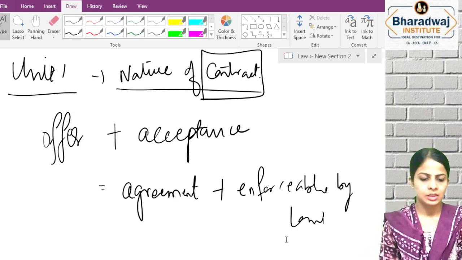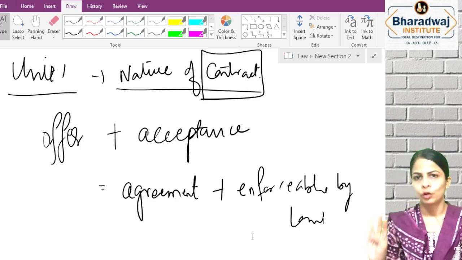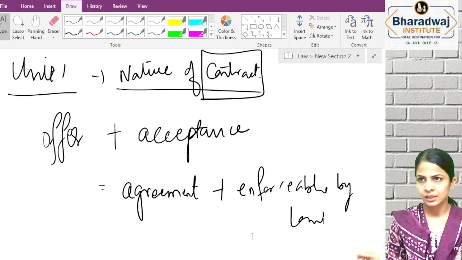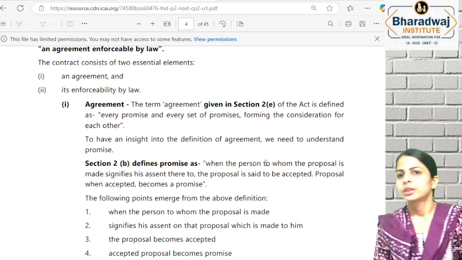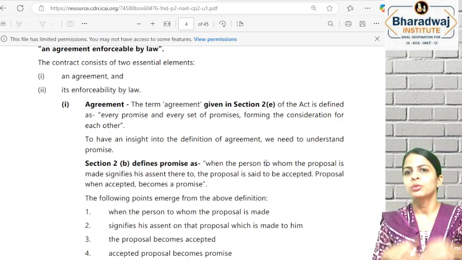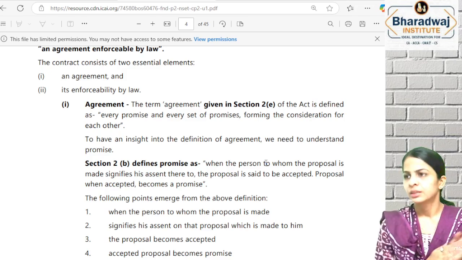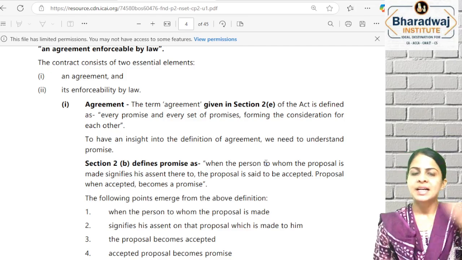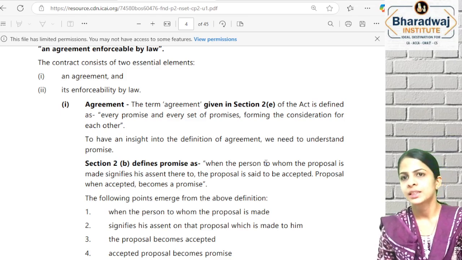First topic is the meaning of contract. For this, we should know the meaning of offer, acceptance, and agreement. Offer: when one person communicates something with an intention to obtain acceptance, that is known as an offer. Acceptance: agreeing to the offer is known as acceptance.